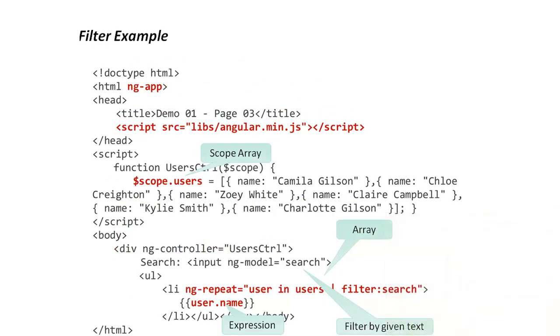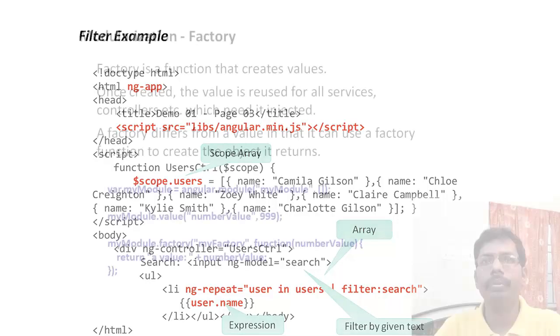In filter, there is one more example. The same works for ngRepeat loops. We can use filter to find the objects containing a specific string. The syntax is ngRepeat equals element in array, pipe character, then the filter value.